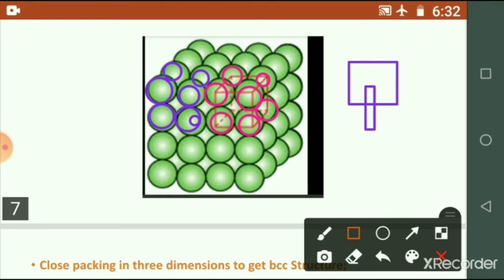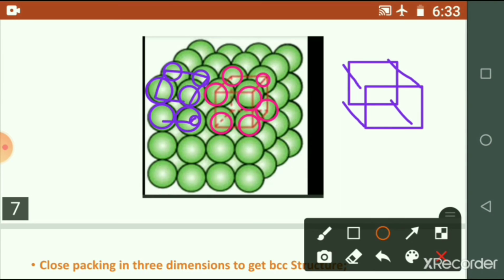So if I join a number of cubes, this is one cube, right? Next to this cube I keep placing another one. If I keep placing another cube next to this cube, we get the entire crystal lattice. That's why the smallest unit cell is a cube.